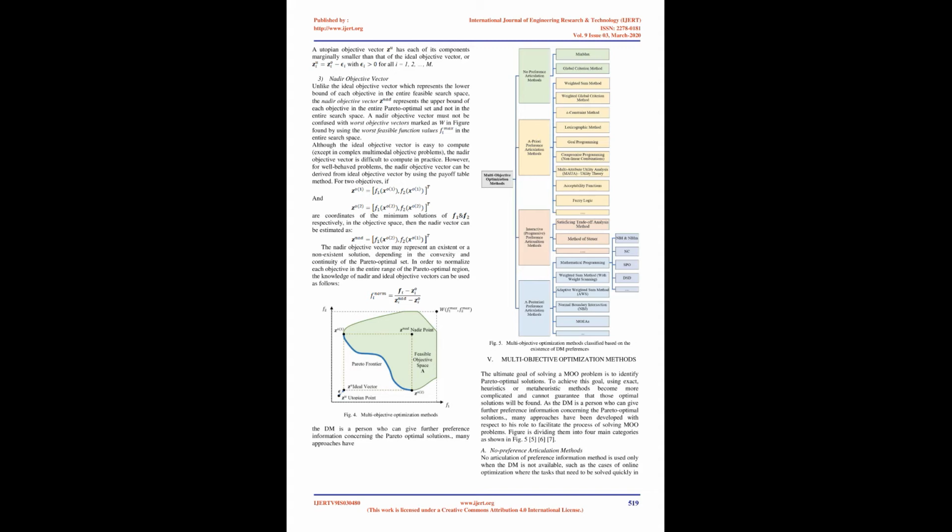The DM is a person who can give further preference information concerning the Pareto optimal solutions. Many approaches have been developed for multi-objective optimization methods. The ultimate goal of solving an MO problem is to identify Pareto optimal solutions. To achieve this goal, using exact heuristics or meta-heuristic methods becomes more complicated and cannot guarantee that those optimal solutions will be found. As the DM is a person who can give further preference information concerning the Pareto optimal solutions, many approaches have been developed with respect to his role to facilitate the process of solving MO problems.